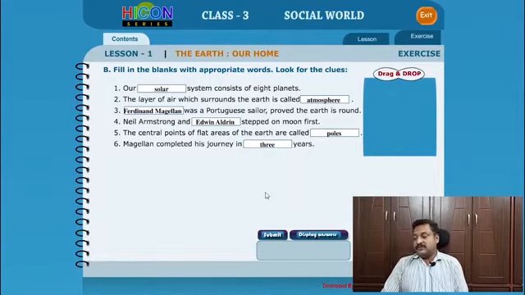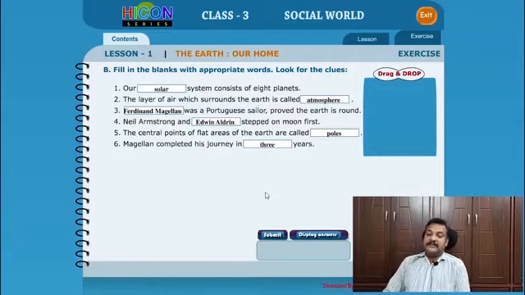The poles are flattened and the equator part is bulged. Magellan completed his journey in 3 years. So the time taken for Ferdinand Magellan to prove that the earth is round is 3 years. Okay. So now we have read it, and I'll give you some time to go through it.